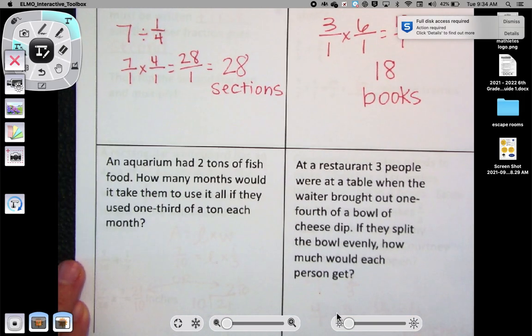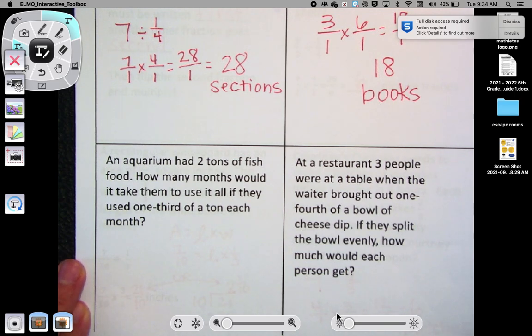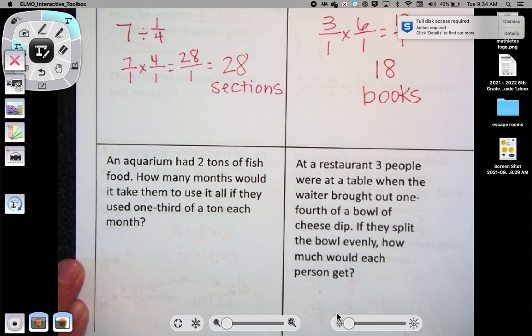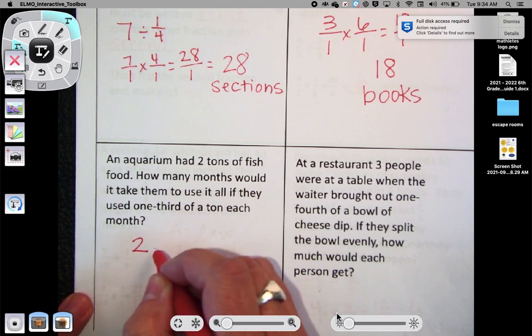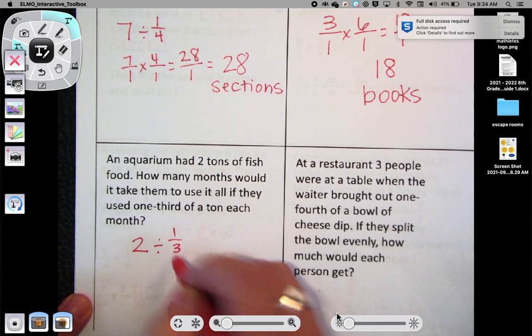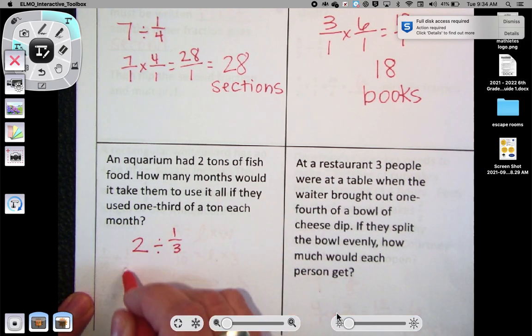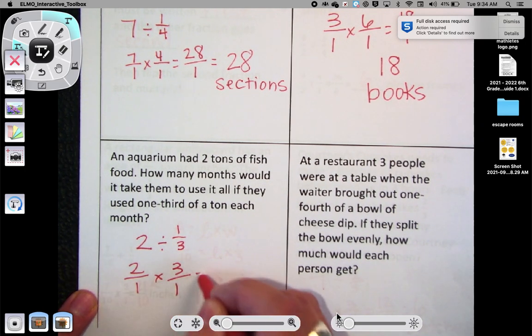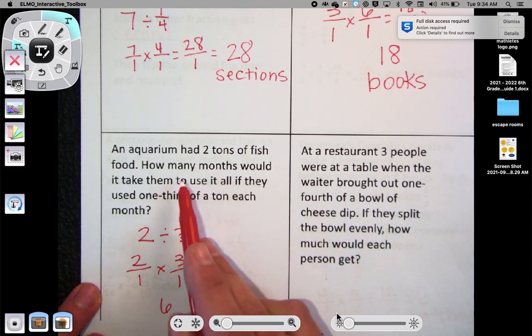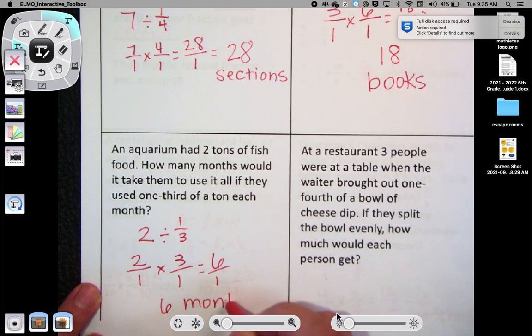An aquarium had 2 tons of fish food. How many months would it take them to use it all if they used 1/3 of a ton each month? So what do they have? What are they starting with? 2 tons of fish food divided by 1/3 a ton each month. Rewrite with a denominator of 1, flip, and multiply. Therefore, it would take 6 months to use all of the fish food.